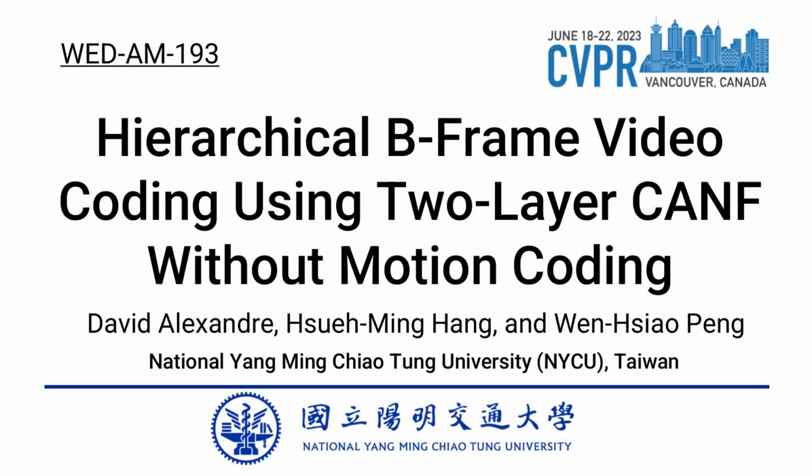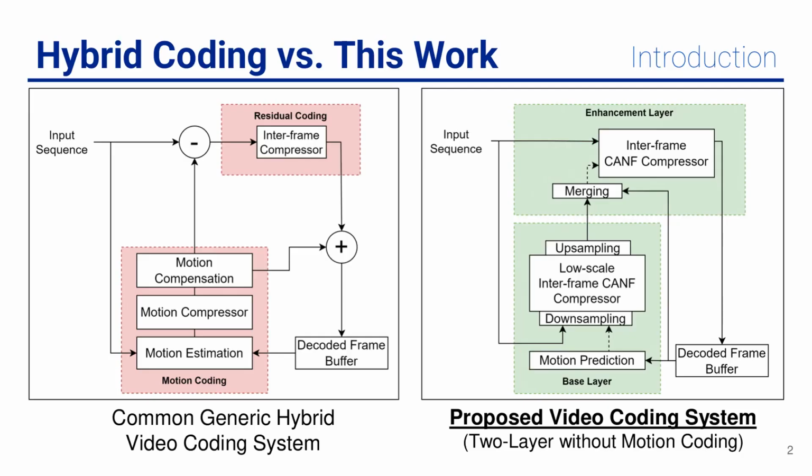Hi everyone, we are from National Yang Ming Chiao Tung University, Taiwan. Today, we present our work in video coding titled Hierarchical B-frame video coding using two-layer CANF without motion coding. Our proposed direction for deep VC involves a two-layer system without motion coding we call TLCMC, which differs from typical deep VC systems that use hybrid system with motion coding.